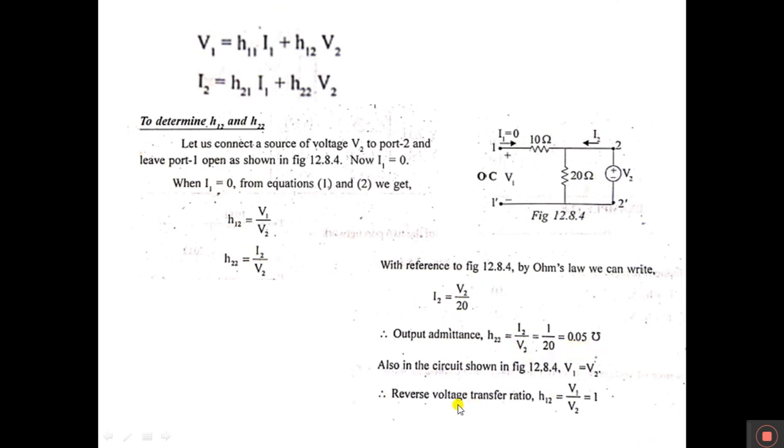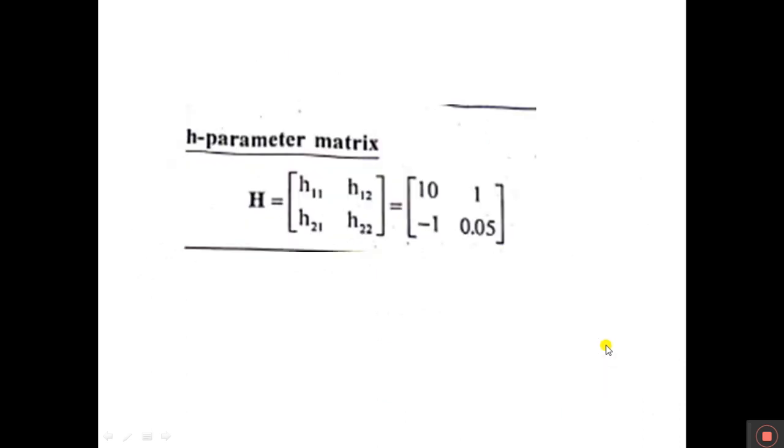So I2 by V2 becomes 0.5 mho. Similarly, reverse voltage transfer ratio is V1 by V2. Here, because of this open, directly this V1 is applied across this 20 ohm. This V2 is also applied across 20 ohm directly. Right? So V1 equals V2. So H12 equals V1 by V2, that is 1. Now the H parameter matrix is this one.